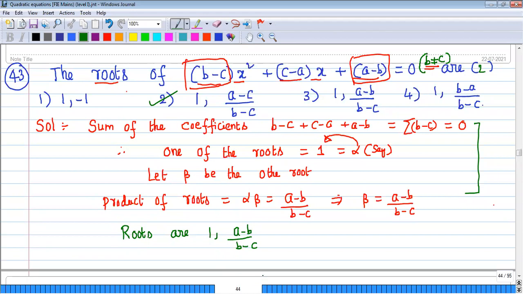Third option. Yes, Nana. Yes, yes. Good observation. Third option. Because a minus b by b minus c, 1. Yes.